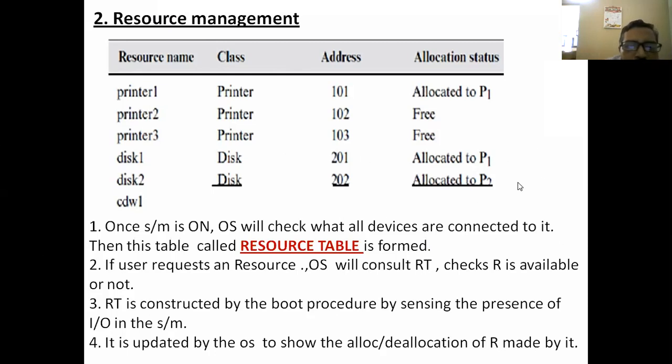For that we have something called a resource table. What we are seeing here on the slide is called a resource table, which has so many parameters. The resource name is there, and we have the resource.